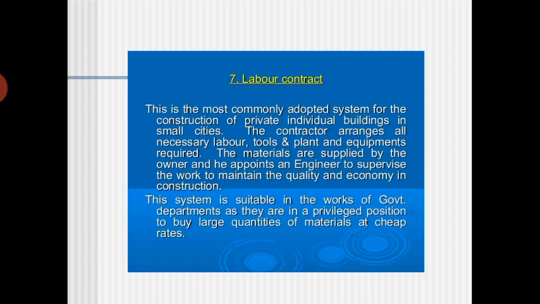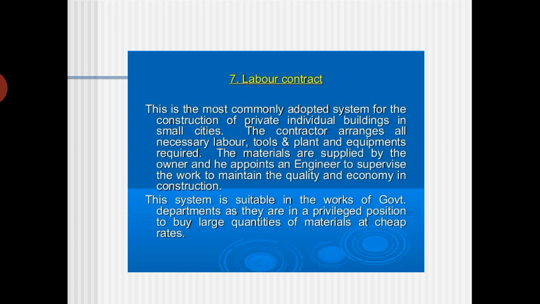Then the labor contract. This is the most commonly adopted system for the construction of private individual buildings in small cities. Of course, it is because one contractor will be there, or even a big company, and he will give the work to the engineers, and the engineers will give it to the laborers. Then the contractor will keep his profit, and he will give the salary for the engineers as well as the laborers.